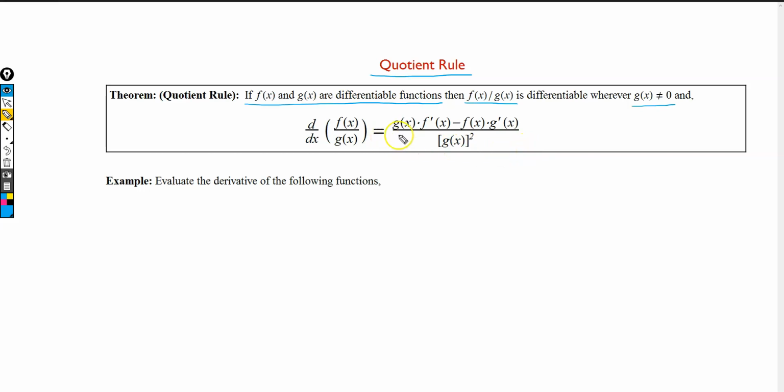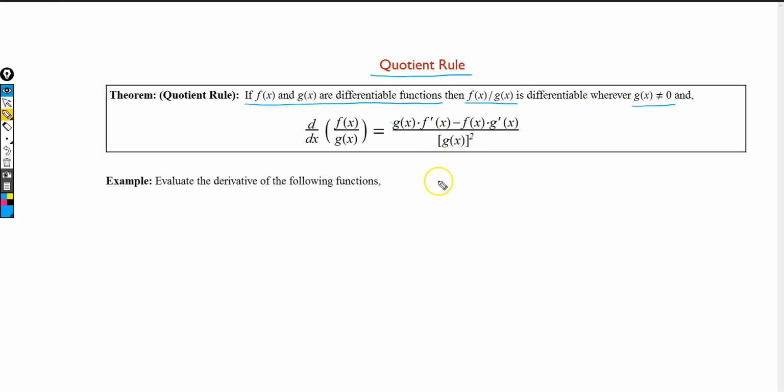So it's going to be g times the derivative of f minus f times the derivative of g, divided by g squared. And you can think of this rule as stating, if we start at the bottom of our fraction, we go bottom term times derivative of the top, that's right here, minus the top times the derivative of the bottom term, divided by the bottom squared. And that's how we differentiate the quotient of two functions.